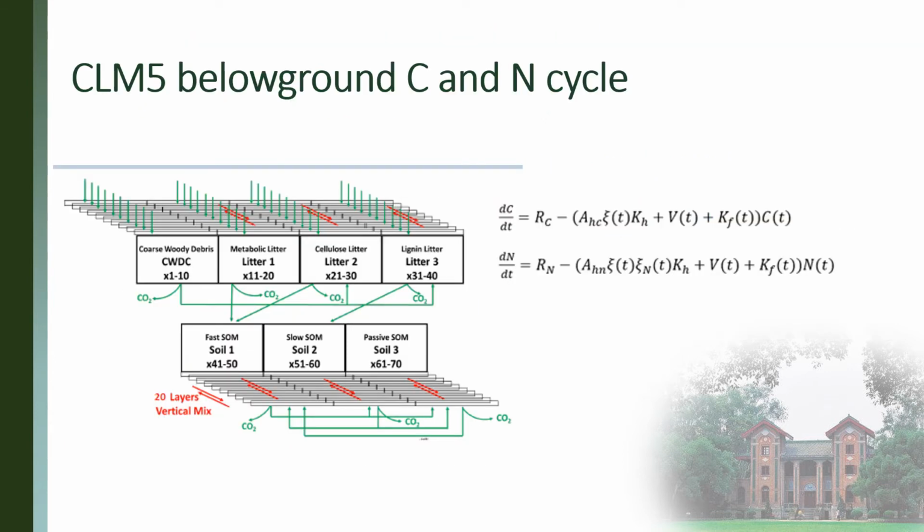In the CLM5 below ground carbon cycle, 7 pools are included. Each pool contains 20 soil layers, so there are 140 compartments in total. The model considers 3 processes: among-pool transfers, vertical transfers, and fire. Carbon and nitrogen dynamics are similar.